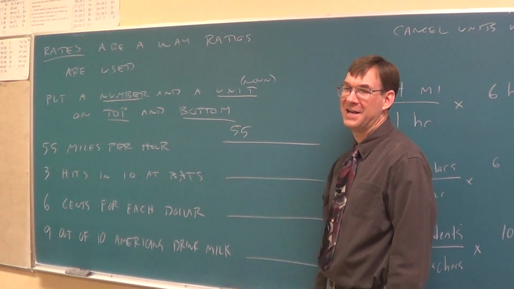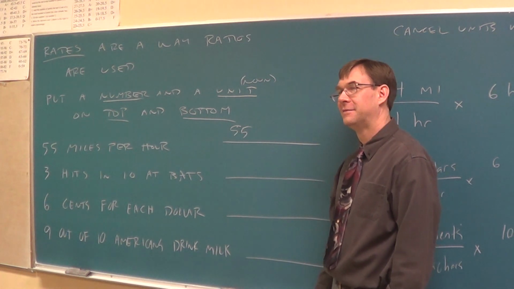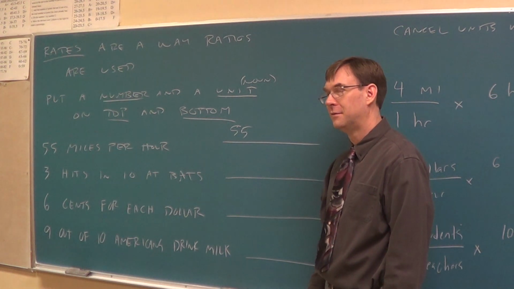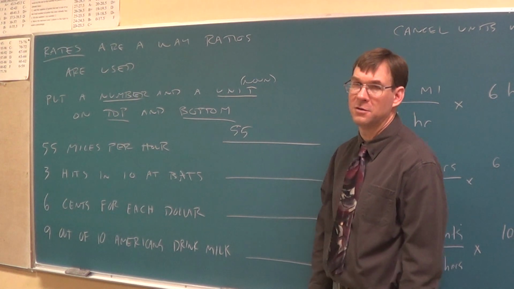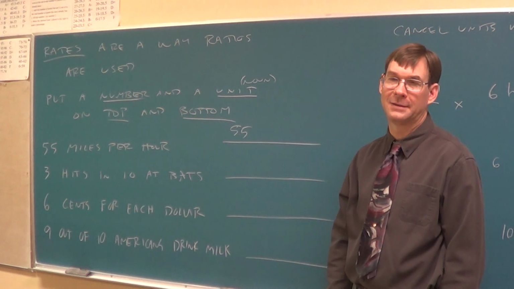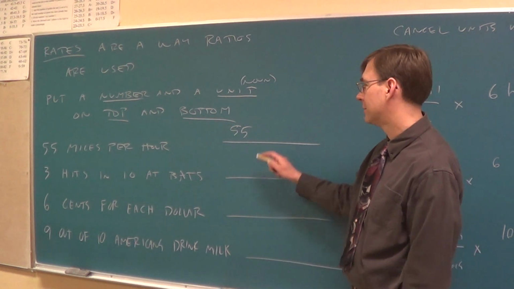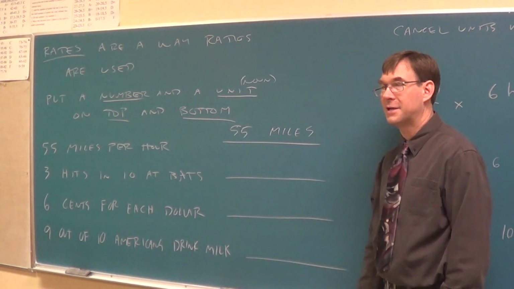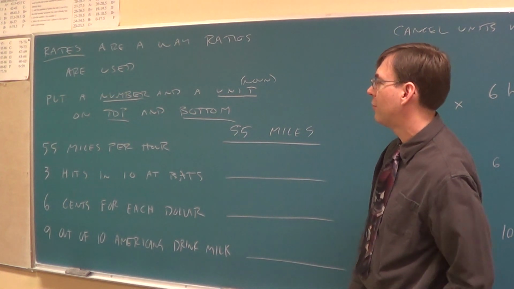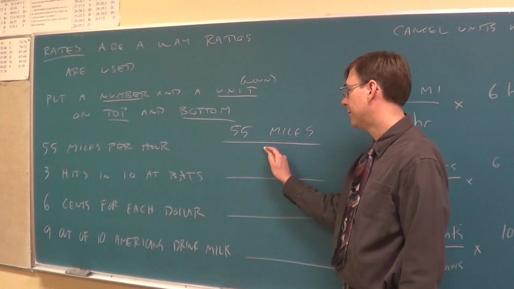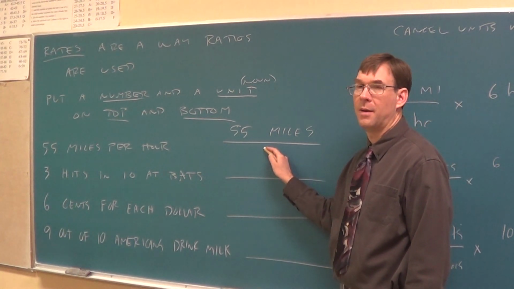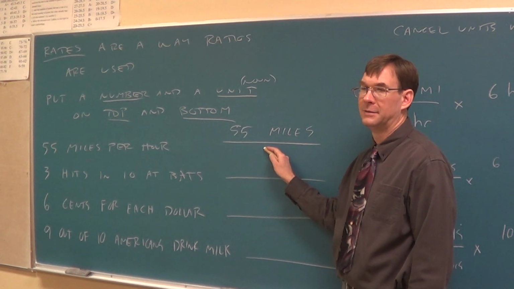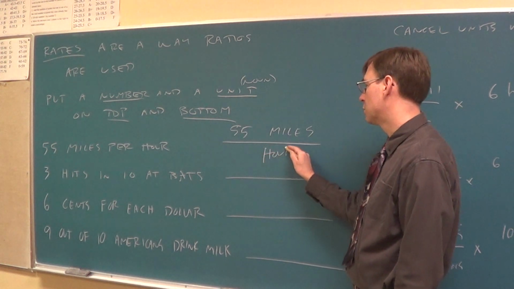Another thing we could add in here? No, you got too creative. You're making it harder than it is. Miles. 55 is miles. So there's a number on the top, there's a unit on the top, we're halfway home. What will we stick on the bottom from the second half of the story? Per hour. Hour, as we see that word.